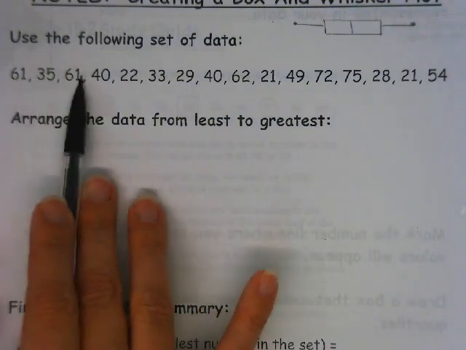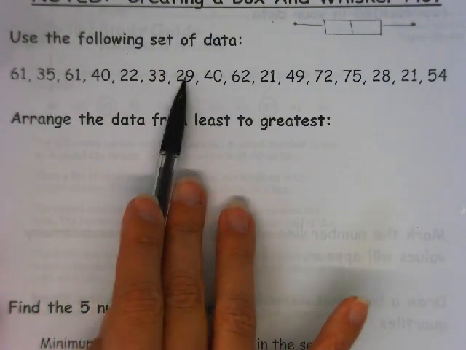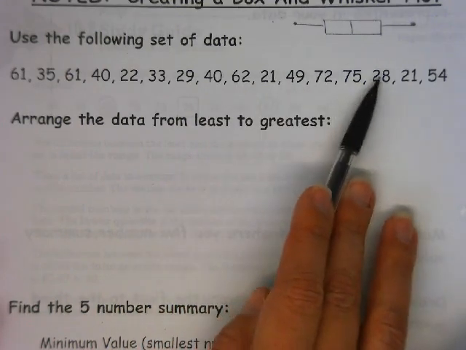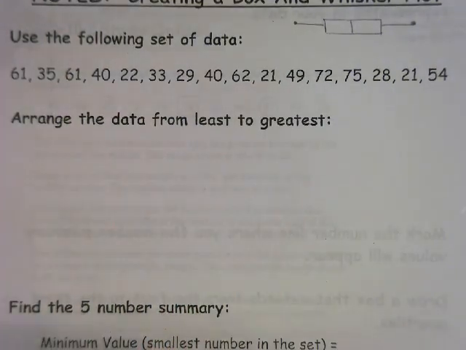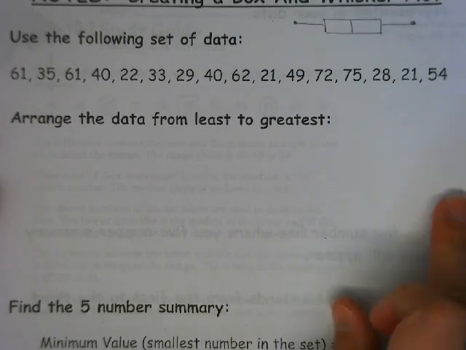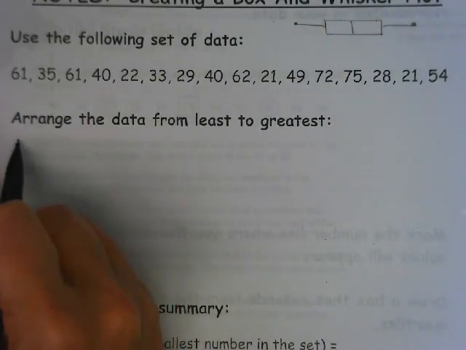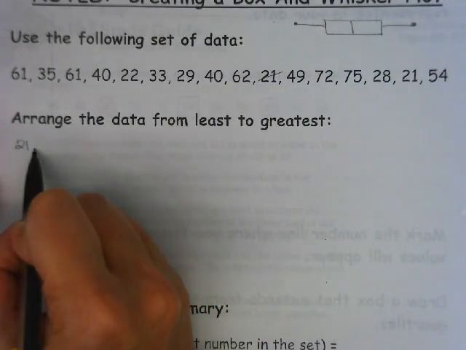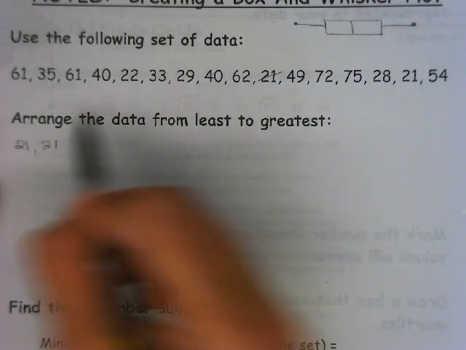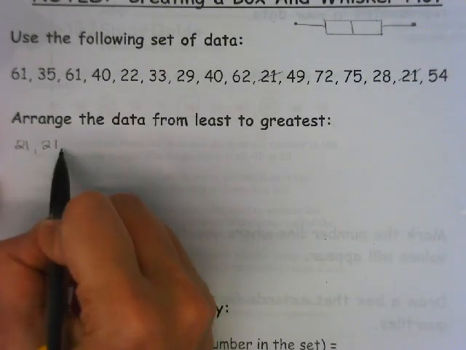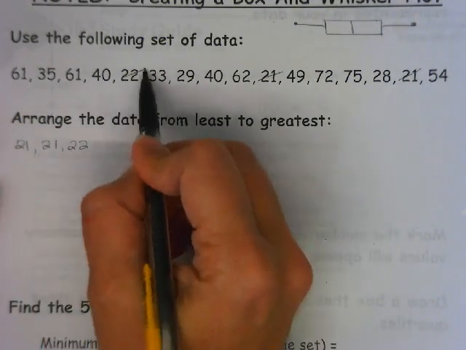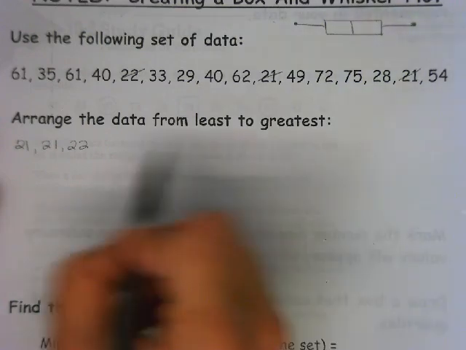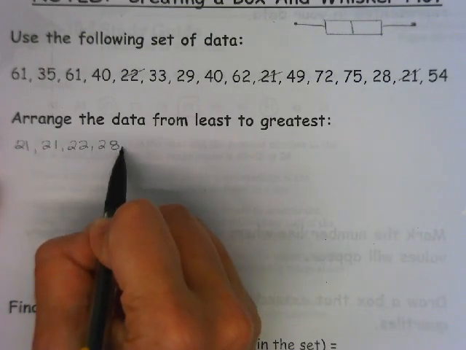Either way, we're going to need to count 4, 5, 6, 7, 8, 9, 10, 11, 12, 13, 14, 15, 16, and make sure that we get all 16 pieces listed. Okay? So which of these is our smallest number so far? 21, okay. And then what? We have 21 again. So do we need to list them both? Yes, we do. 21 and 21, and then we have 22 and 28. I like what I'm hearing.